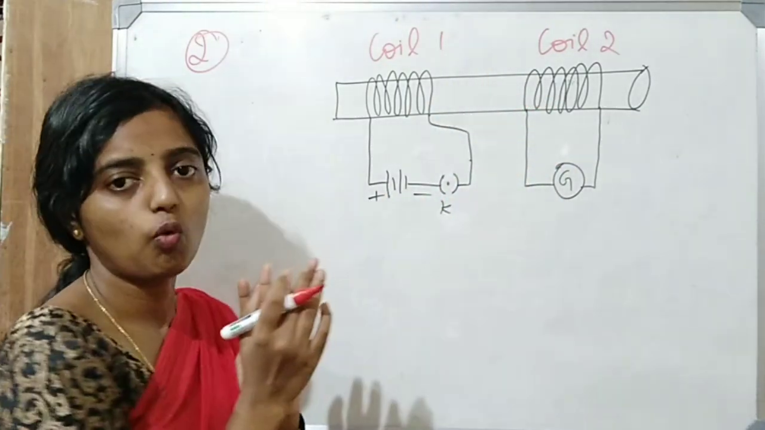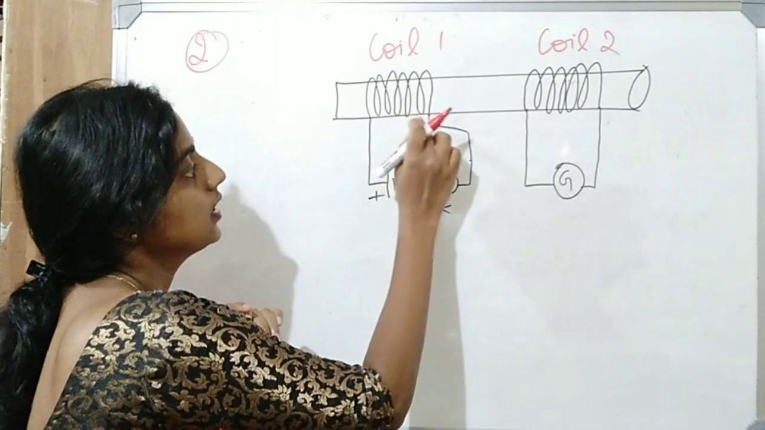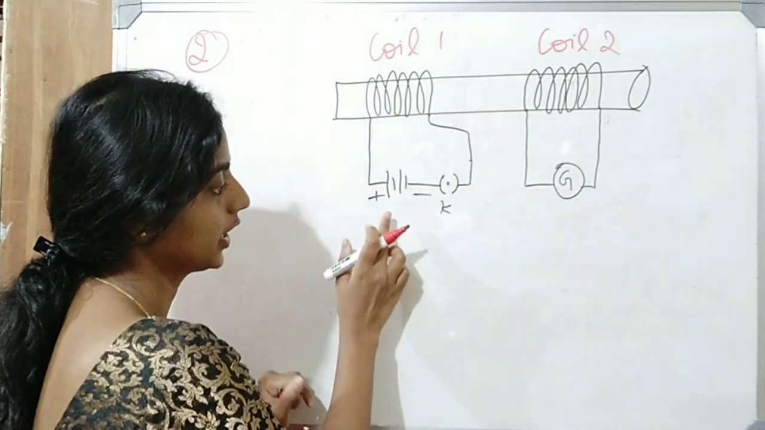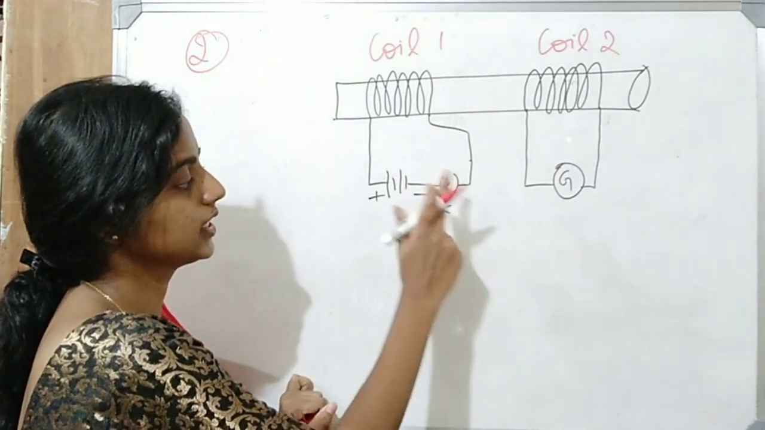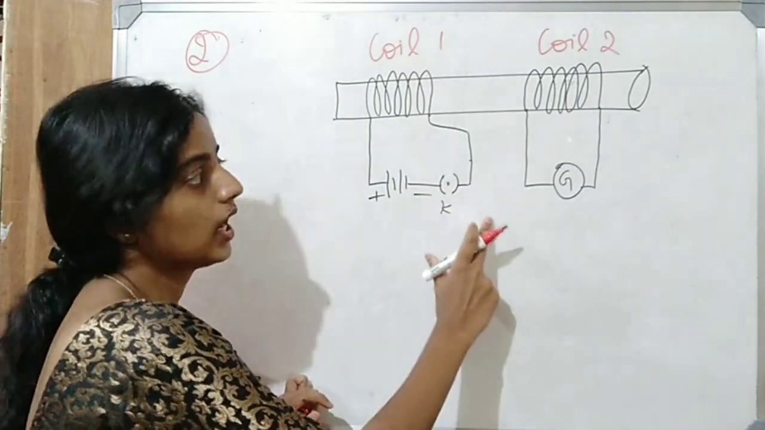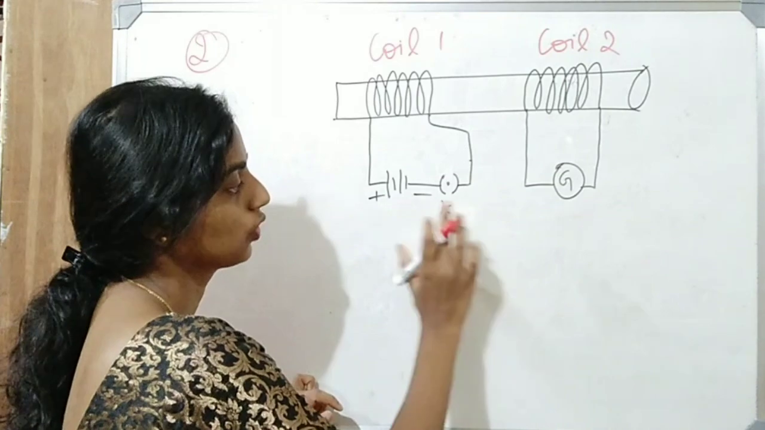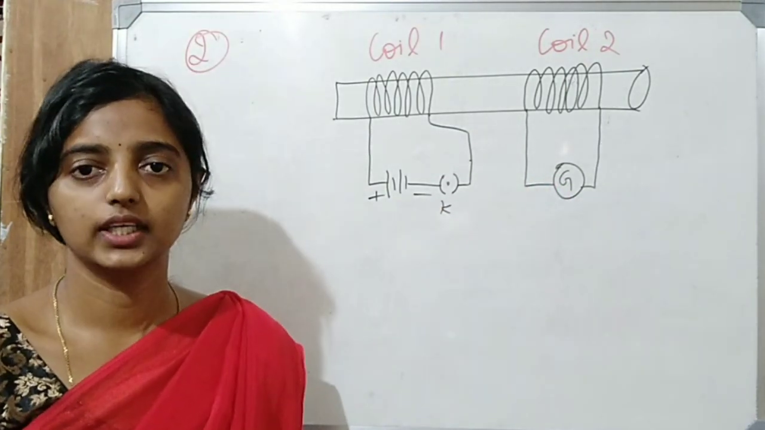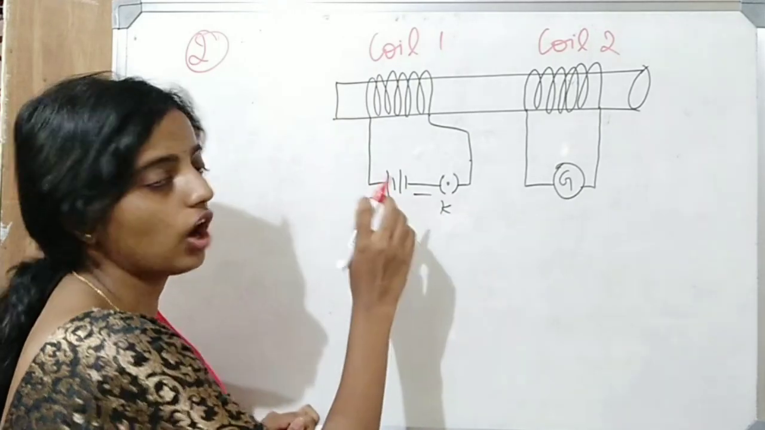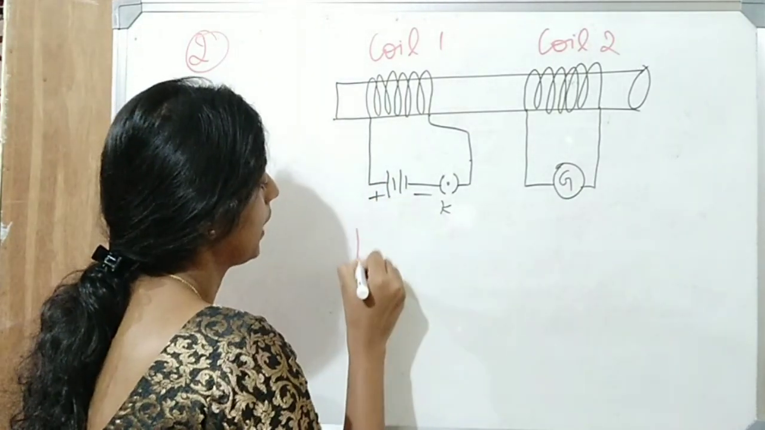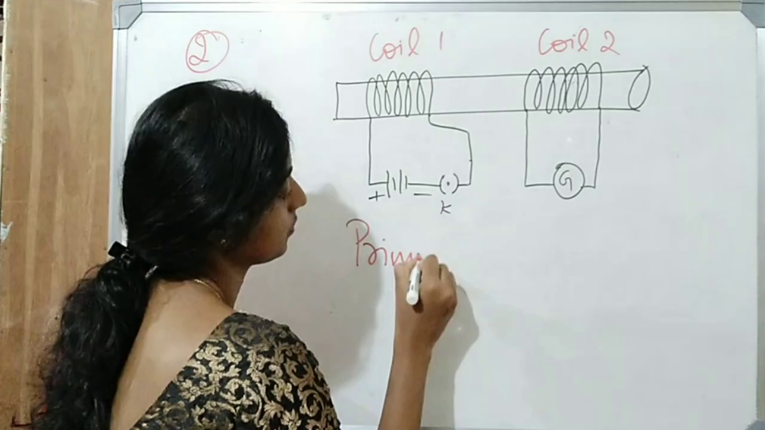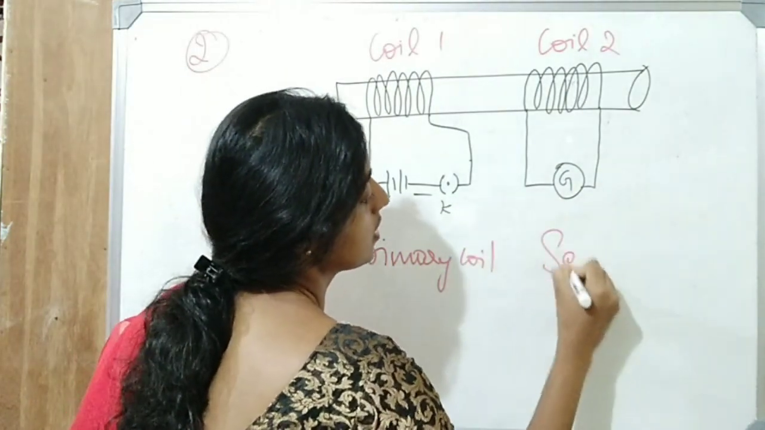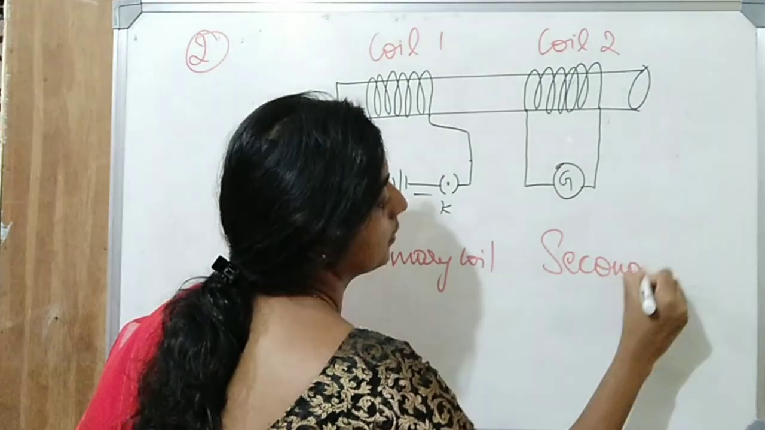In the first coil, what we did, the end terminals of an insulated copper wire are connected to a battery, then it is connected to a plug key. And coil 2 was not connected to any battery or plug key, it was directly connected to a galvanometer. And coil 1 is called the primary coil, and this one is the secondary coil.